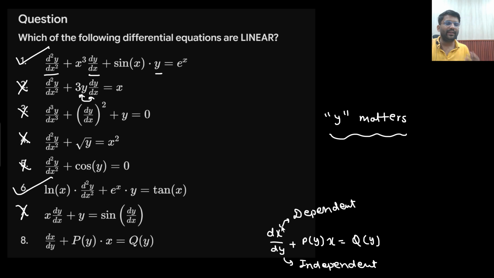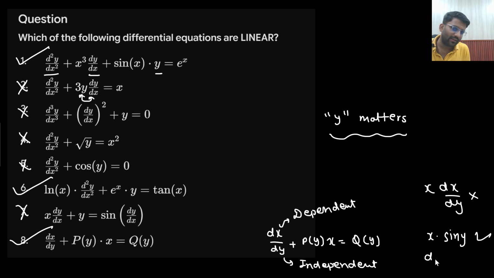So the guy who is dependent, he should come alone. X will say that I will come alone. With me there is y, no issue. But x multiplied with the derivative of x, that is not acceptable. X multiplied with sin y, acceptable. dx/dy multiplied with ln y, acceptable.